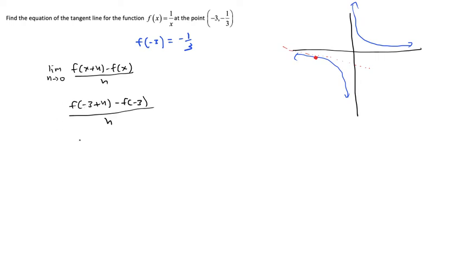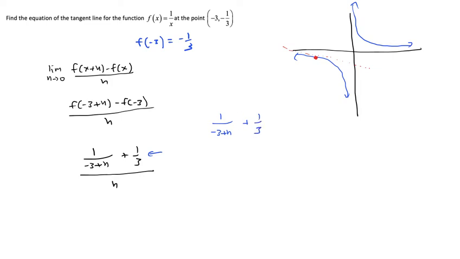F of -3 plus h is just 1 over -3 plus h, because instead of putting x here, we put this guy. So -3 plus h, minus -1/3. I'll go ahead and change that sign to plus 1/3, and all of that divided by h. So how are we going to deal with this? This is what we call a complex fraction, because we have a fraction within a fraction. So let's do this part first: 1 over -3 plus h plus 1/3.